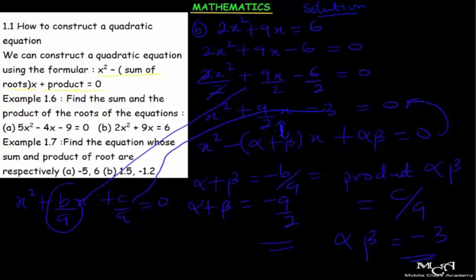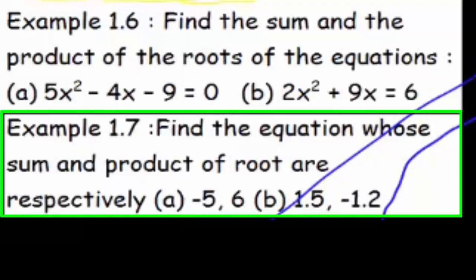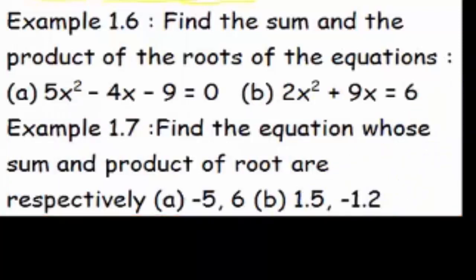I'm going to give you one more example, which is example 1.7, which talks about finding the equation whose sum and product of roots are respectively: a, minus 5 and 6; and b, 1.5 and minus 1.2. So we are going to see how we can actually find the equation whose roots are given. The second example talks about finding the equation when the roots are given. Now you are given the roots, but you want to find the equation.